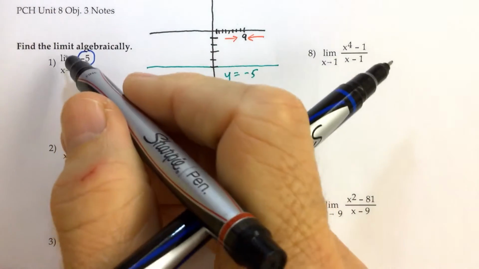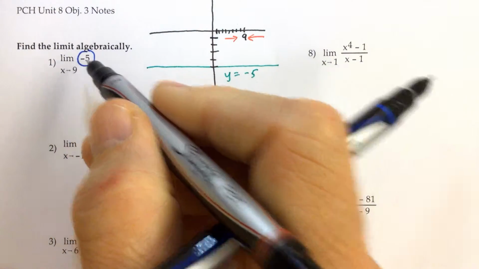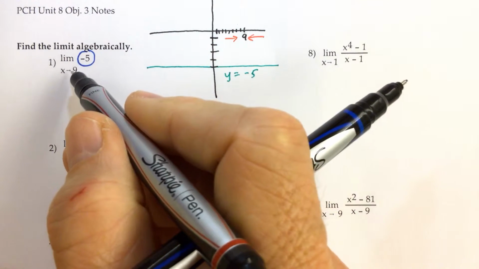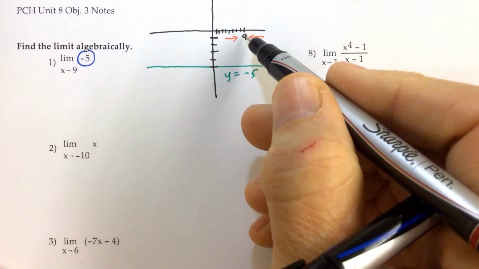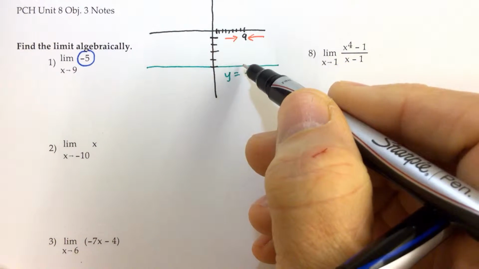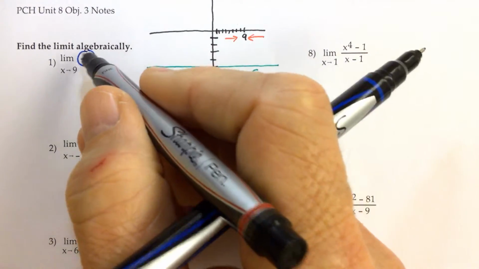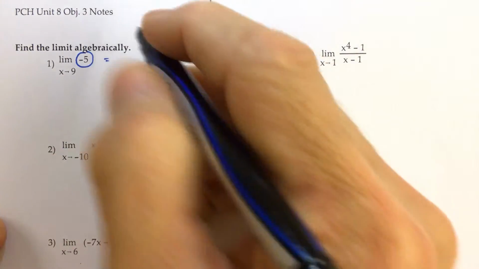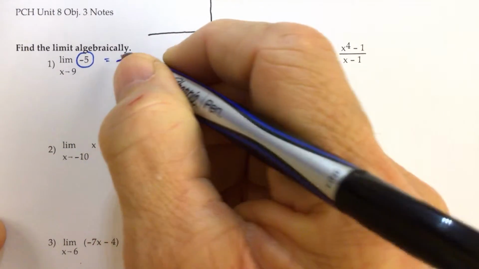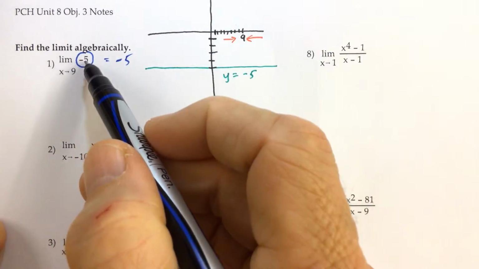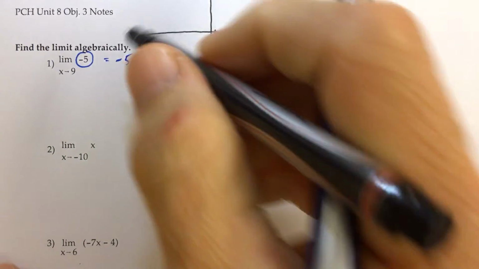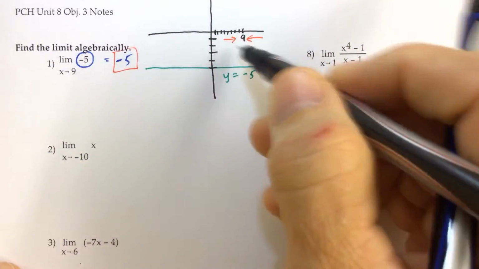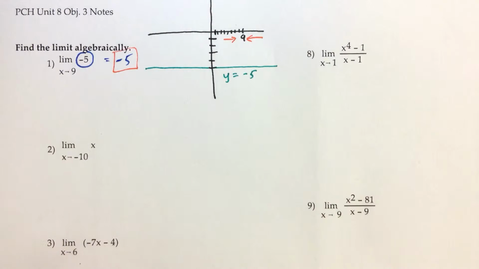When we take the limit as x approaches 9 of negative 5, we're saying when the x values get closer and closer to 9, what are the y values getting closer and closer to? Well, if we take the limit of a constant, the y values are constantly going to be the same, so therefore the limit as x approaches anything of any constant is just the constant. So I just drew that graphically over here so you could remember from our last lesson what we're looking at.